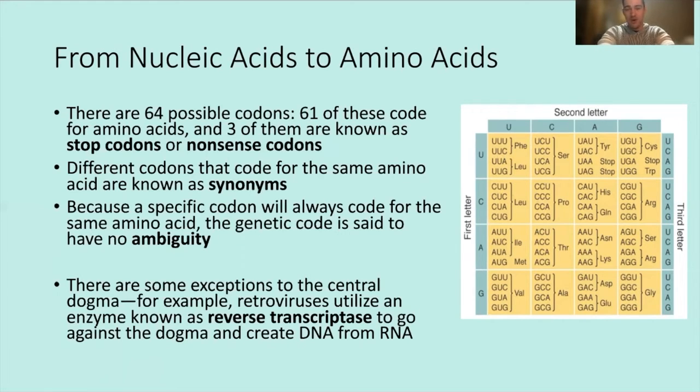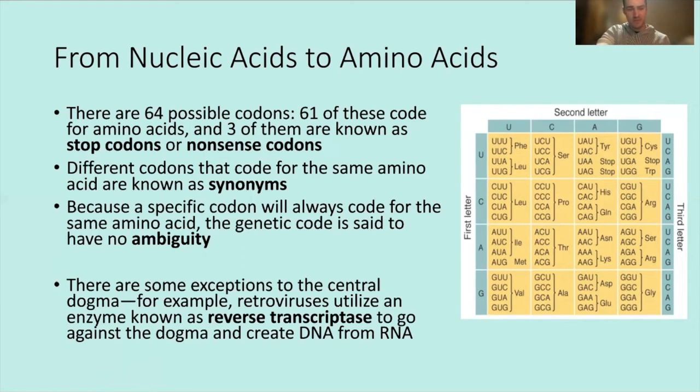Because a specific codon will always code for the same amino acid, the genetic code is said to have no ambiguity. It's unambiguous, which is a pretty important concept to understand. If we look at phenylalanine again, there are 2 different codons that will code for phenylalanine. However, each one of those codons will only ever code for phenylalanine. So we can have multiple codons that lead to the same amino acid, but that singular codon is always going to code for the same amino acid every single time. That's why the code is said to be unambiguous.